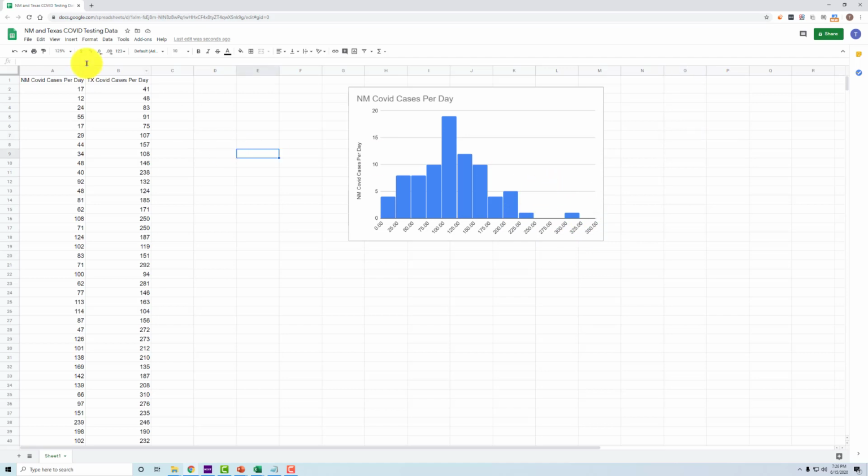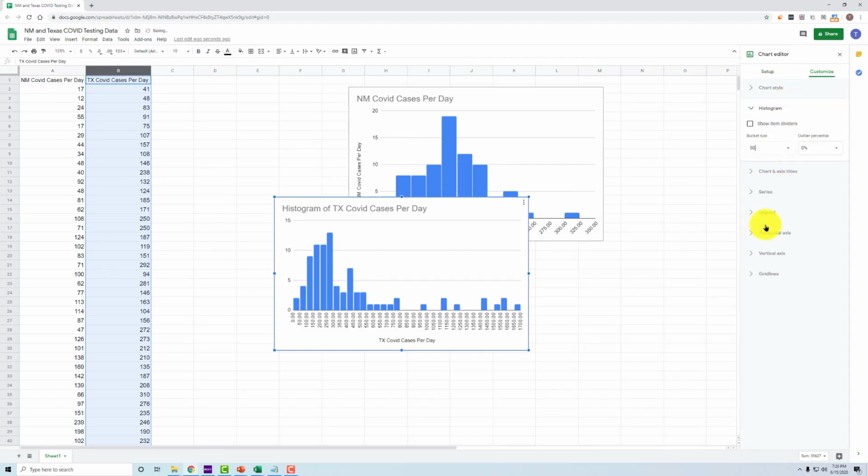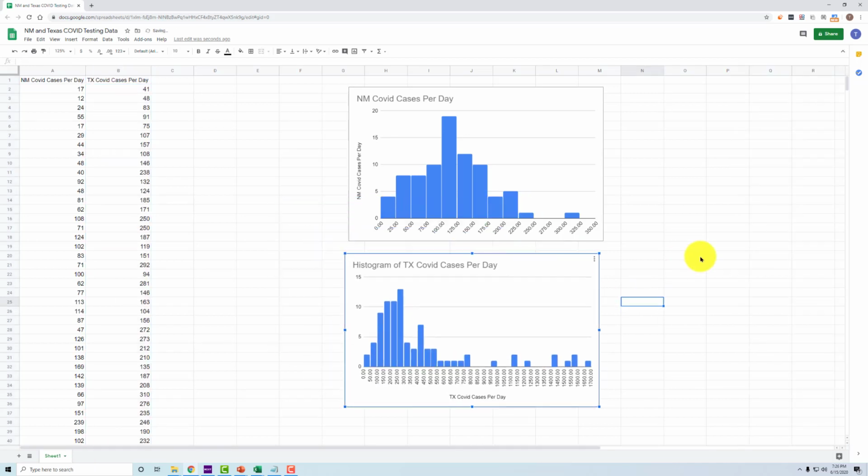Okay, let's take a look at Texas. So we'll select our data. We will insert the chart. Right, it is a histogram. We will customize it. We'll probably need to use a bigger binning for Texas, since the data is a little more spread, so we'll just go to a slightly bigger binning. So you can see the histogram looks quite a bit different.